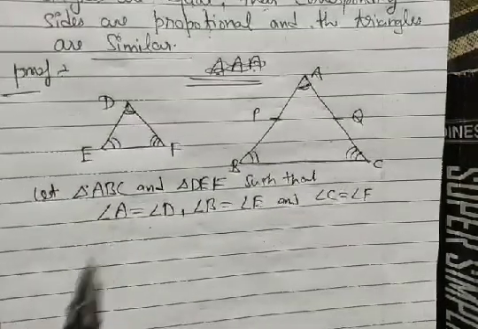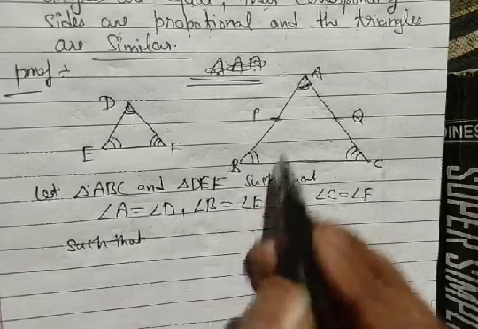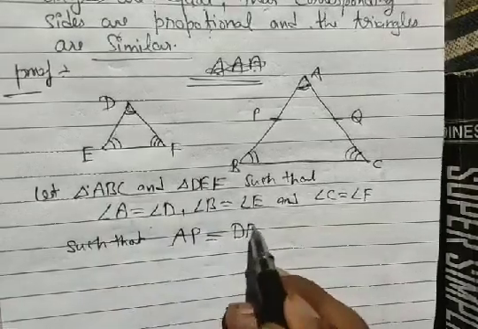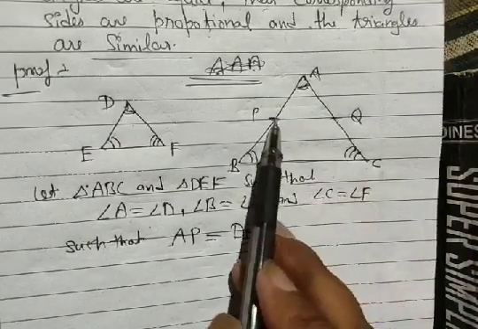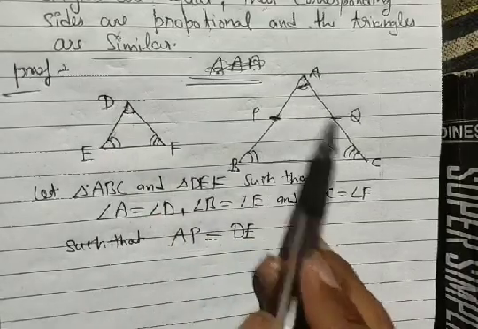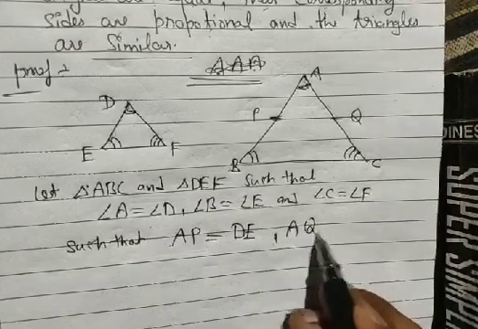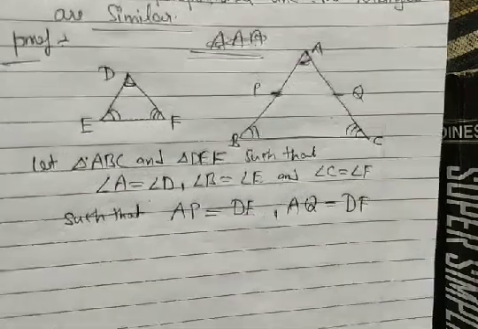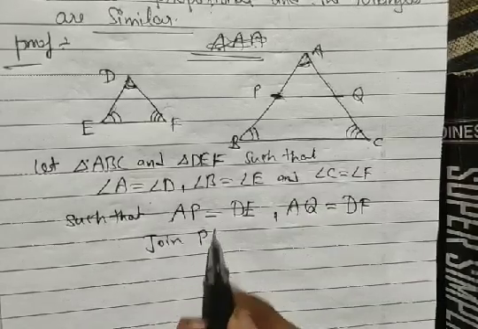How are we marking them? We mark the two points P and Q such that the length AP is equal to DE, and AQ is equal to DF. After marking them, we are going to join PQ.